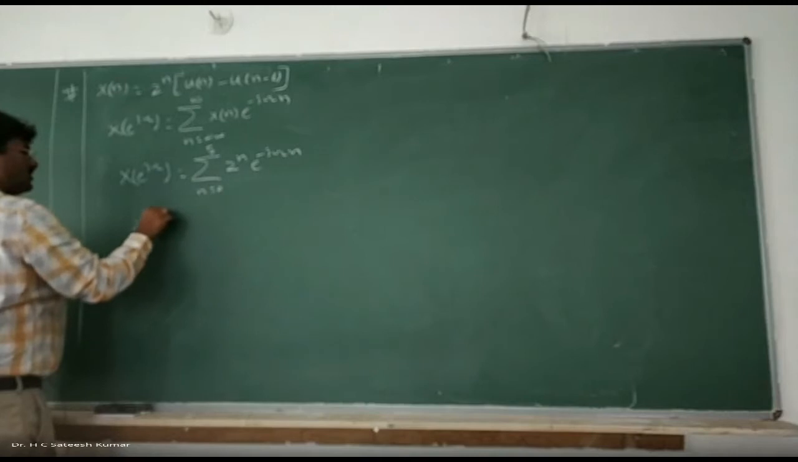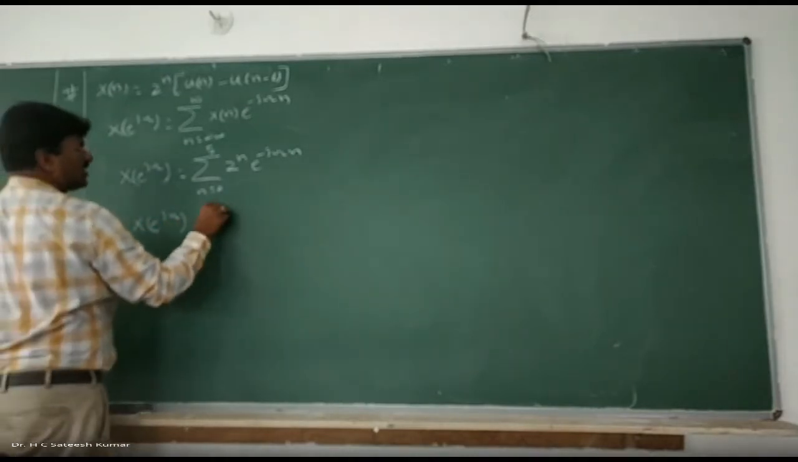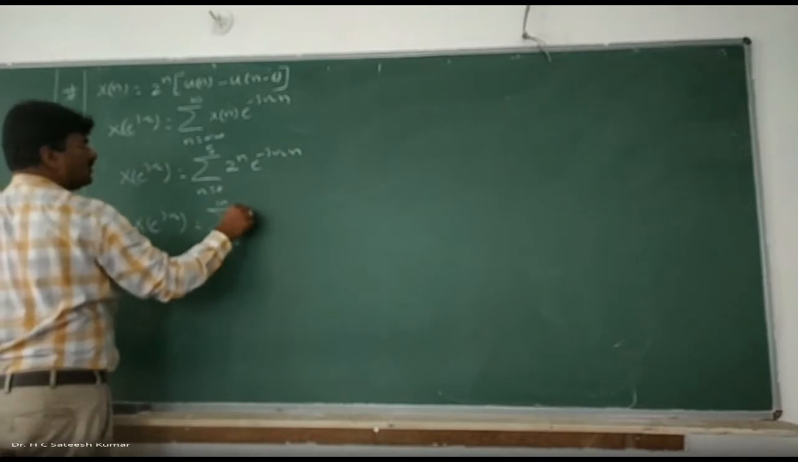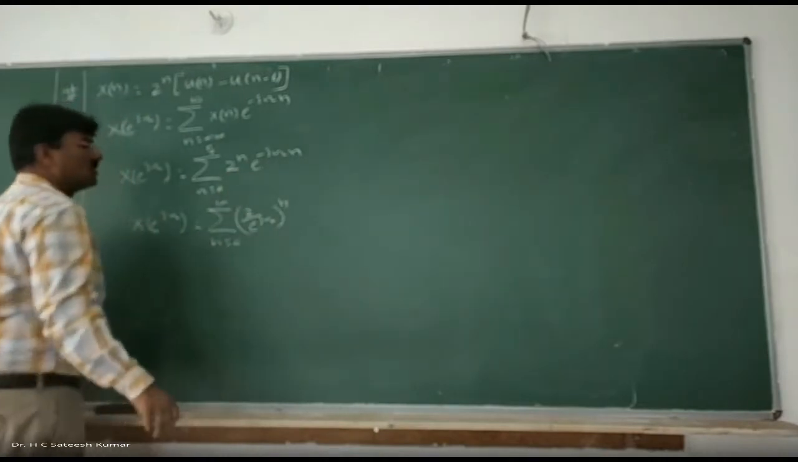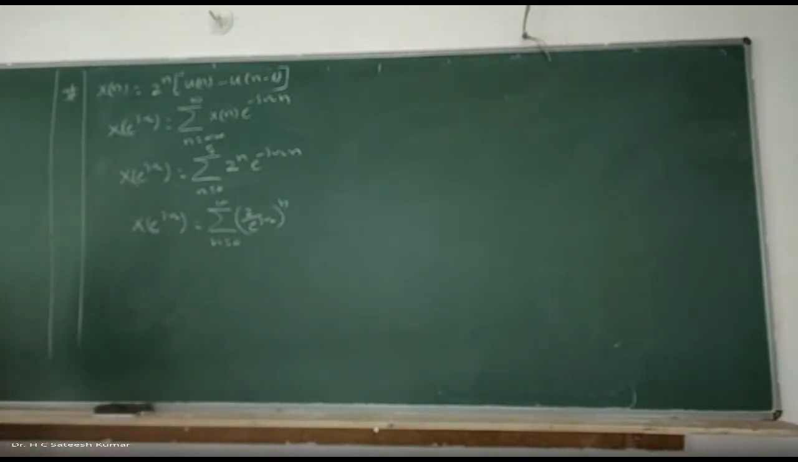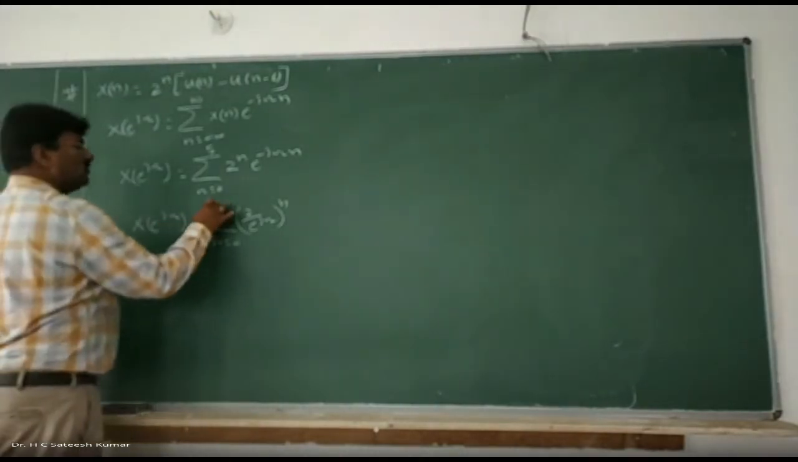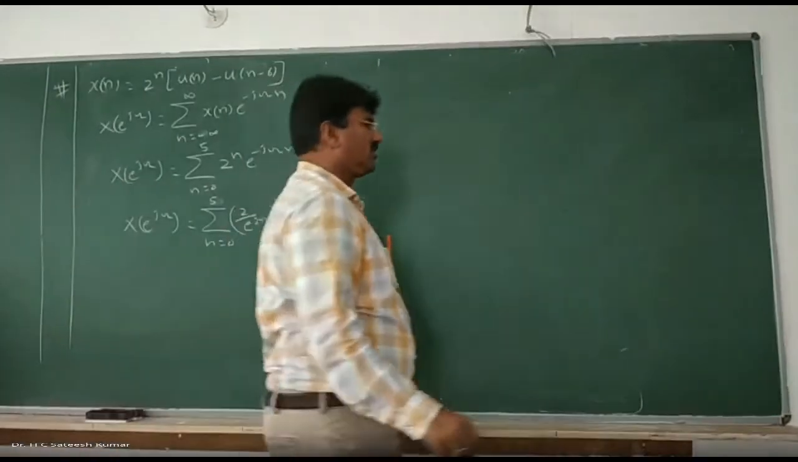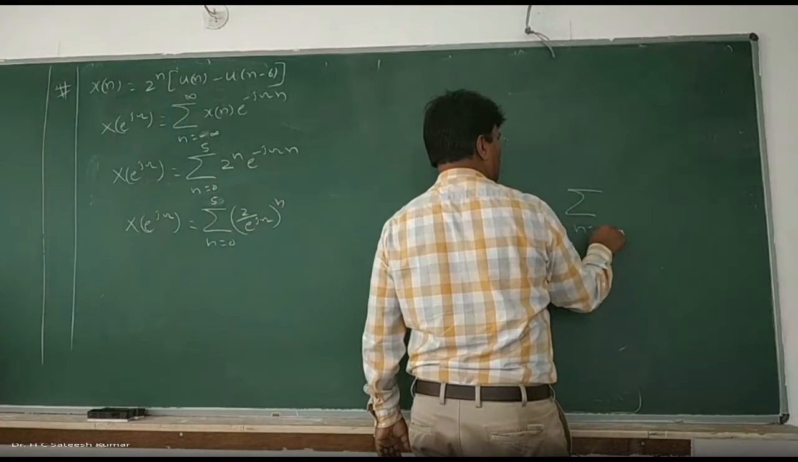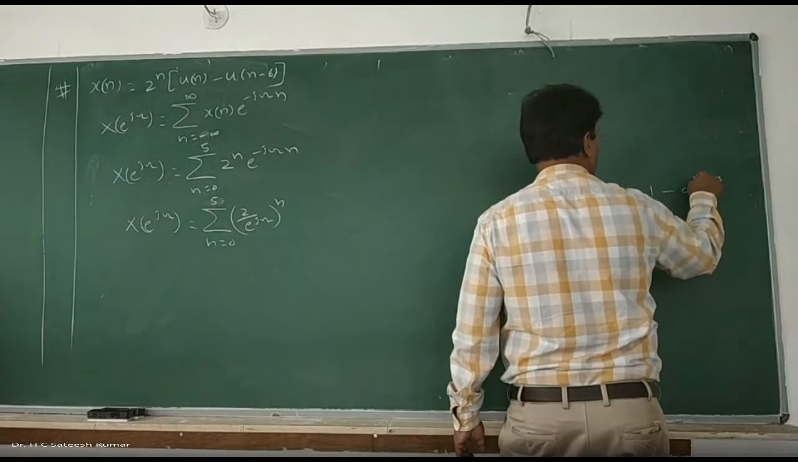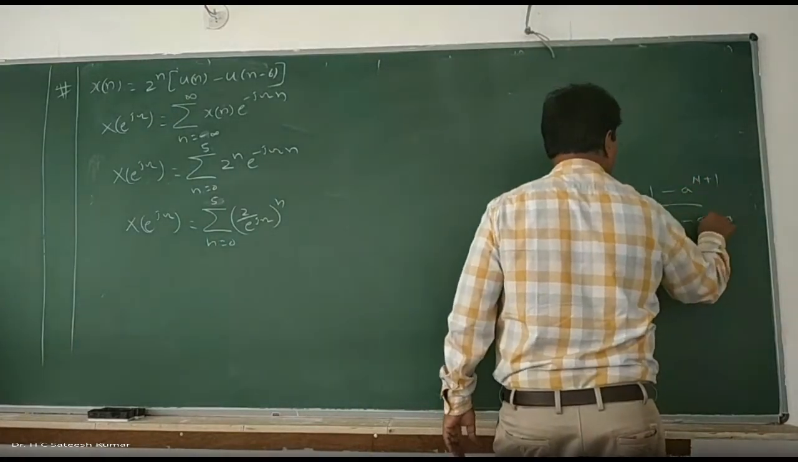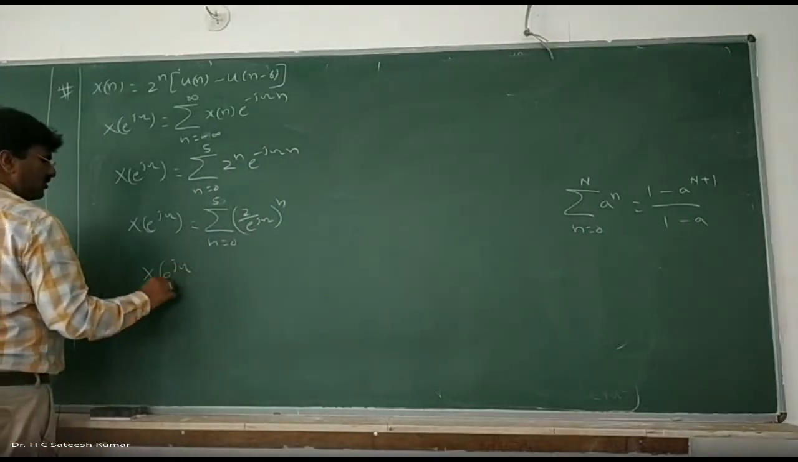X of e to the power of j omega is equal to summation n varies from 0 to 5, 2 by e to the power of j omega whole power n. Or you can take it as 2 into e to the power of minus j omega whole power n, also fine. Now, not 0 to infinity, sorry, 0 to 5. We have one formula for summation n varies from 0 to n. You can check it out in the first module. Summation of a power n is equal to 1 minus a power n plus 1 divided by 1 minus a. Use that same relation and you will get X of e to the power of j omega.